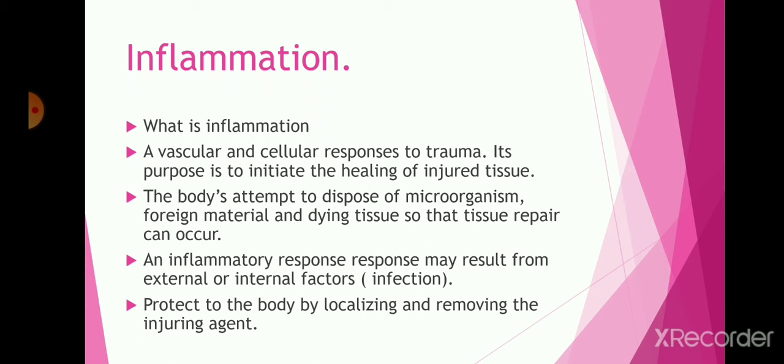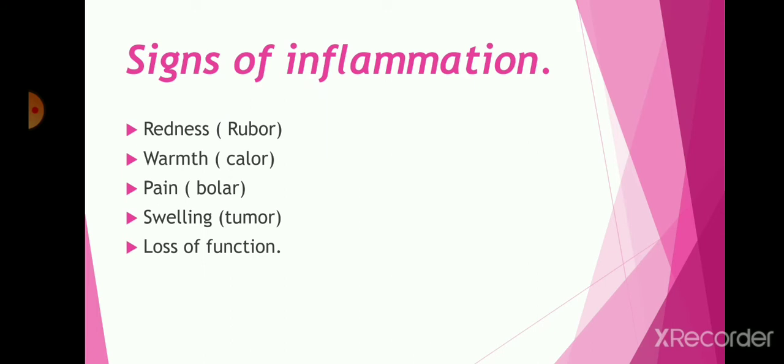Inflammation has some symptoms that let us recognize that the innate immune response has started at the injured site. The signs of inflammation are redness, which is called rubor, then warmth, which is calor, then pain, which is called dolor, then swelling, tumor, and loss of function.